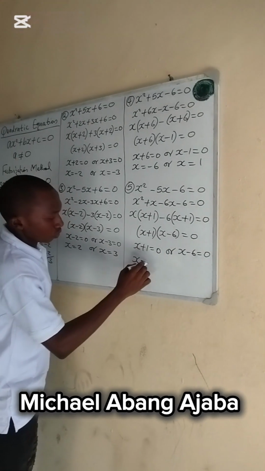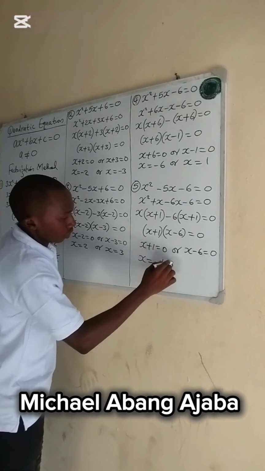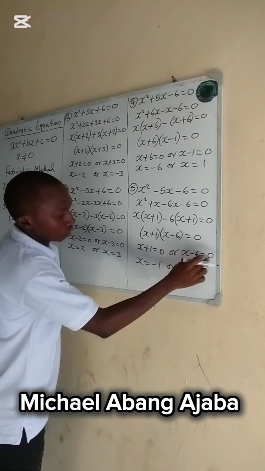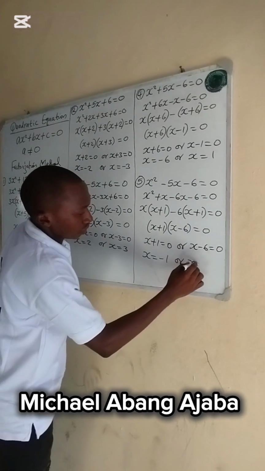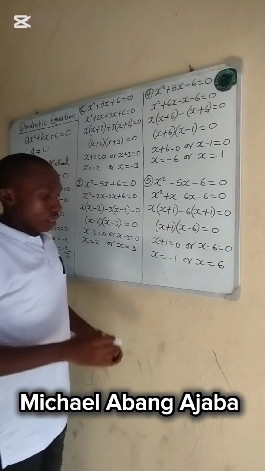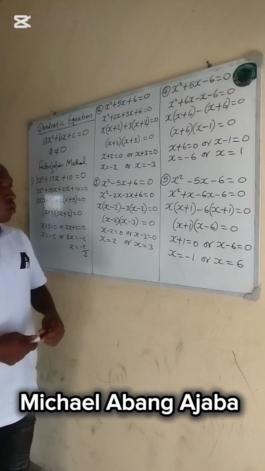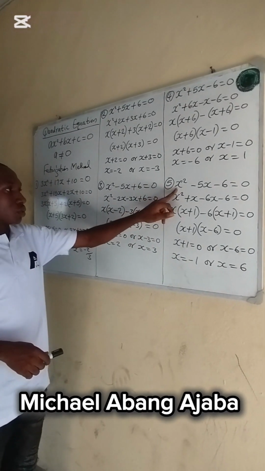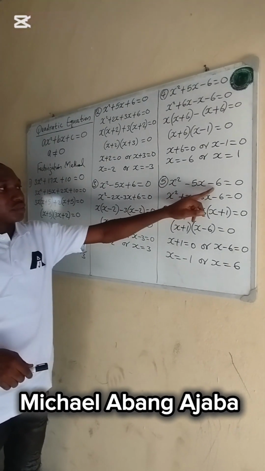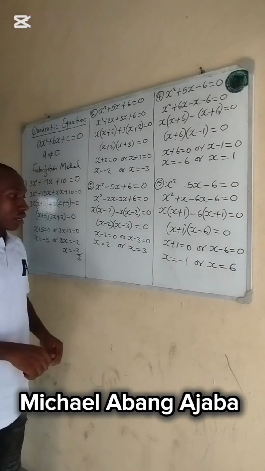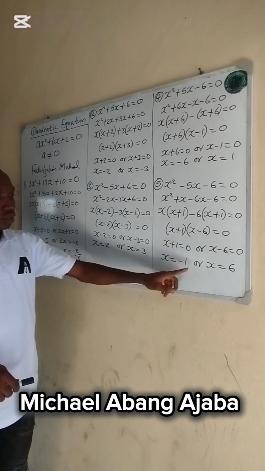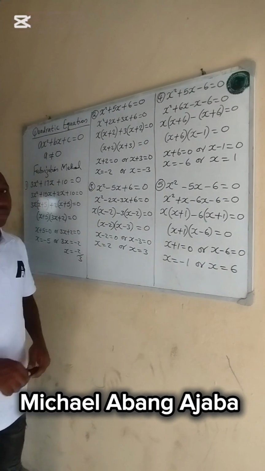Subtract 1 from both sides. You have x equal to minus 1, or add 6 to both sides. You have x equal to 6. Therefore, the roots of the quadratic equation x squared minus 5x minus 6 equal to 0 are minus 1 and 6.